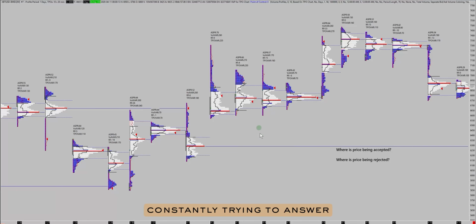Two of the questions that we're constantly trying to answer as we are identifying where value is developing are: where is price being accepted, and where is price being rejected? Think about acceptance in terms of presence and volume. So when you look at an individual rotation, an individual daily session, where price is being accepted the most is within the value area.